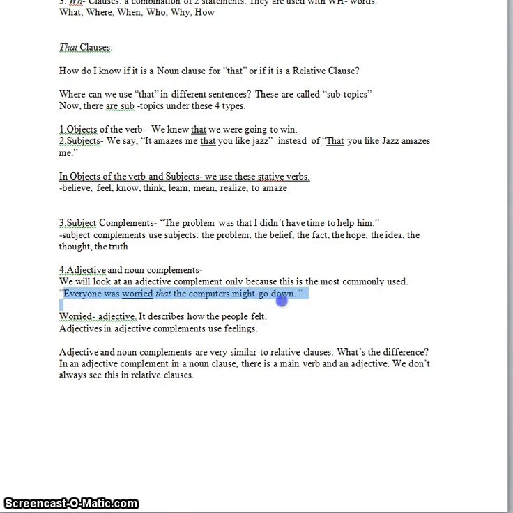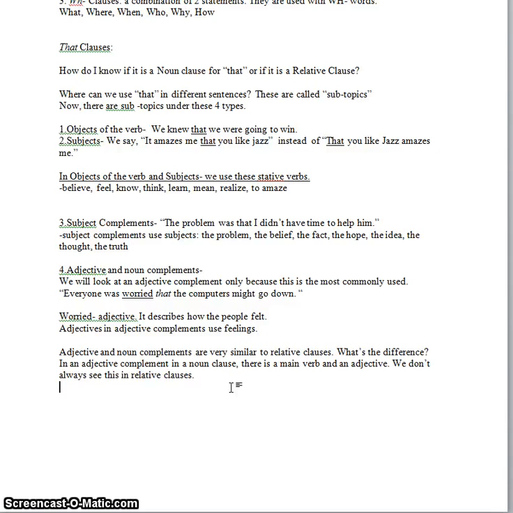Okay, here we go. Everyone was worried that the computers might go down. Worried is my adjective to describe how everyone is feeling. And here's my that clause right here. So worried is your adjective. It describes how the people felt.